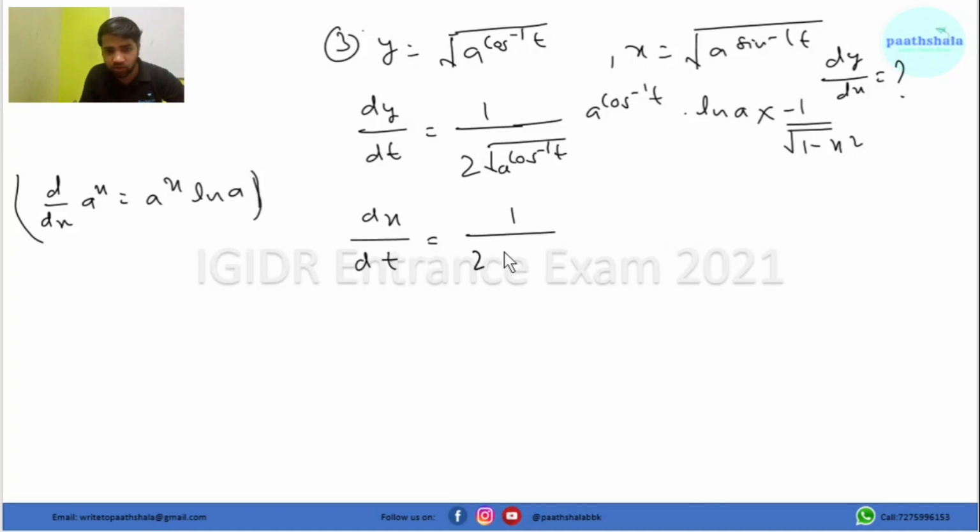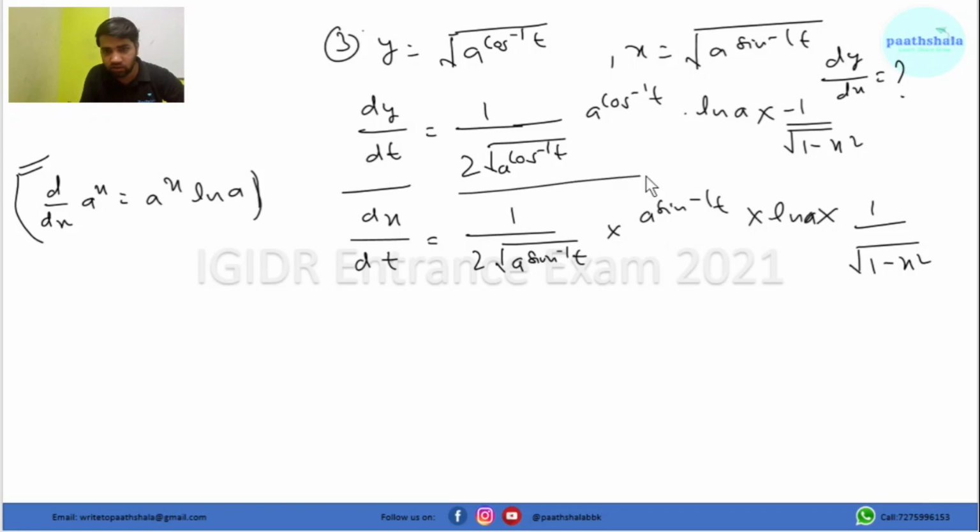So this will come out to be 1 upon 2 root a to the power sine inverse t multiplied by, with the same rule, I'll differentiate. So this will come out to be a to the power sine inverse t into ln a. Okay, this is ln a multiplied by differentiation of sine inverse t, that is 1 upon under root 1 minus x square. Okay, so now divide both sides.